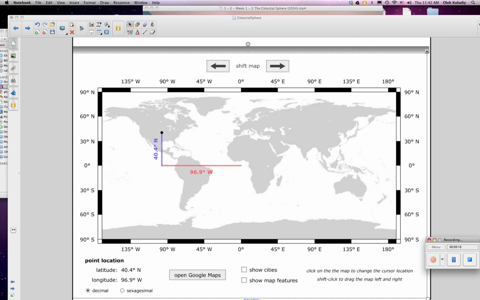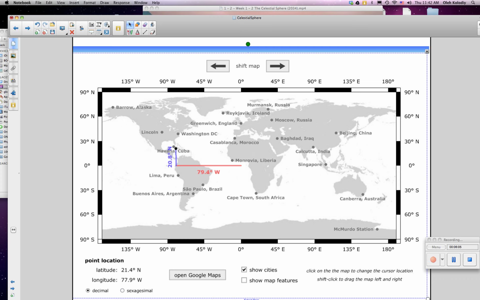Here we see a two-dimensional version of the longitude and latitude system. So in this case, the red line is along the equator, and the blue line shows you how much you are north or south of the equator. And so, for example, again, if we look at about 20 degrees north of the equator.